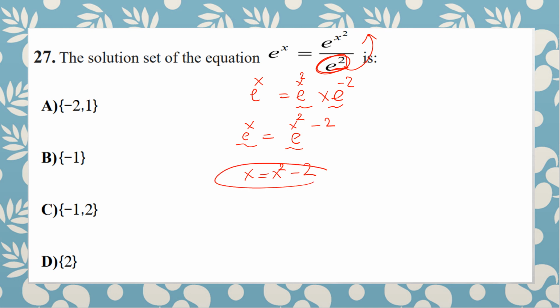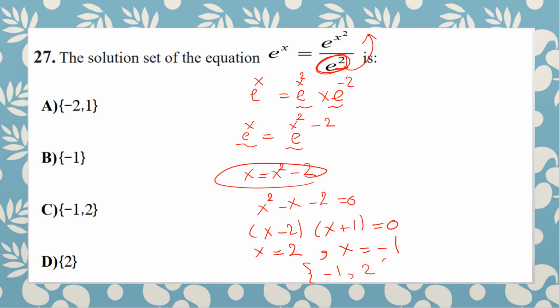We can rewrite this as x squared minus x minus 2 equals 0. And then we can solve this quadratic equation using the factoring rule. This equals (x minus 2)(x plus 1) equals 0. Then x equals 2 and x equals minus 1. And the solution set is minus 1 and 2. So the correct answer is A. Sorry, the correct answer is C.